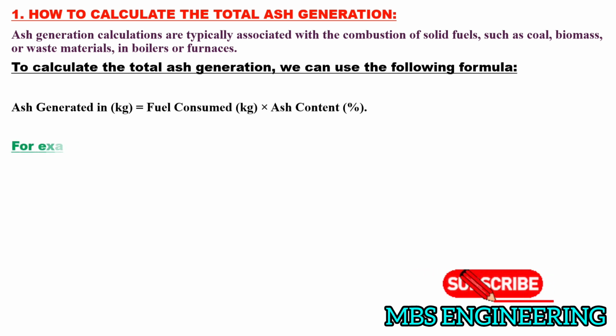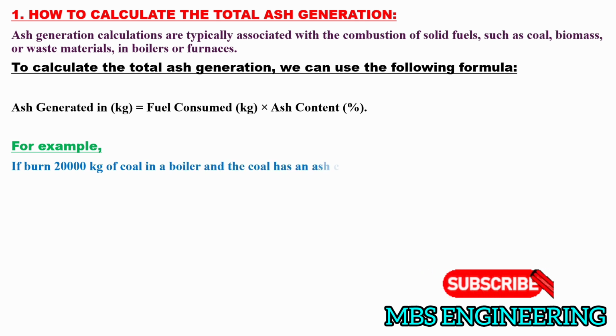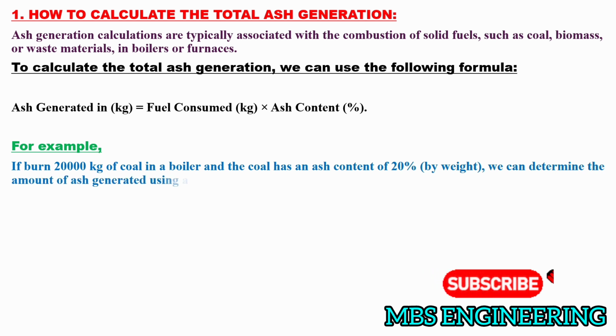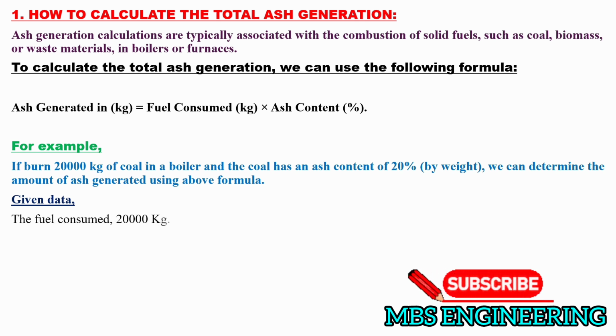Next, we will learn a sample example for a better understanding. If you burn 20,000 kilograms of coal in a boiler, and the coal has an ash content of 20% by weight, we can determine the amount of ash generated using the above formula. Next, the given data. The fuel consumed, 20,000 kilograms. The ash content, 20%.